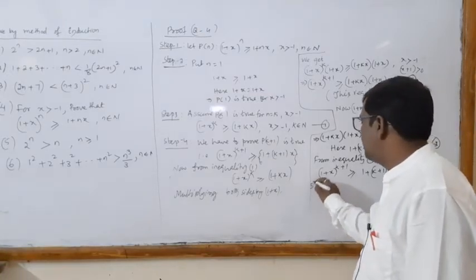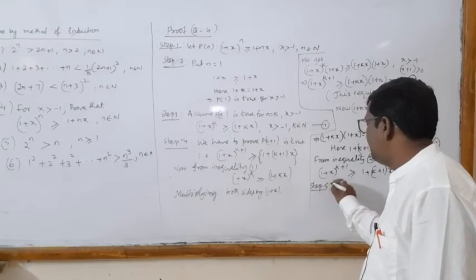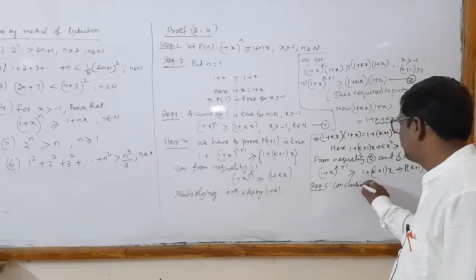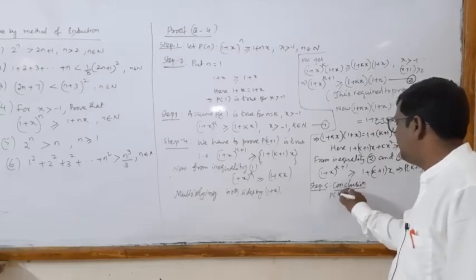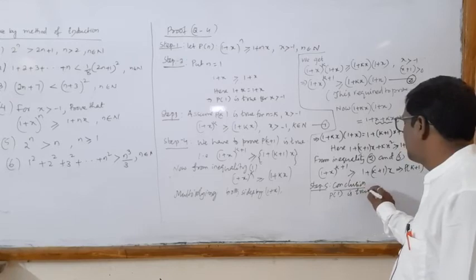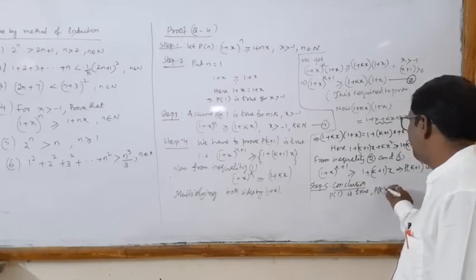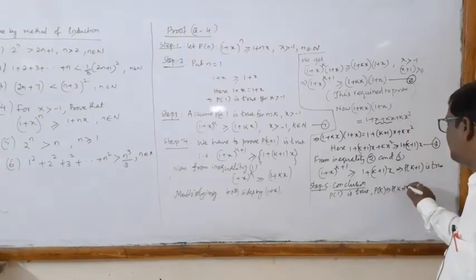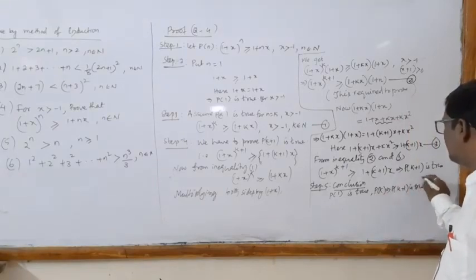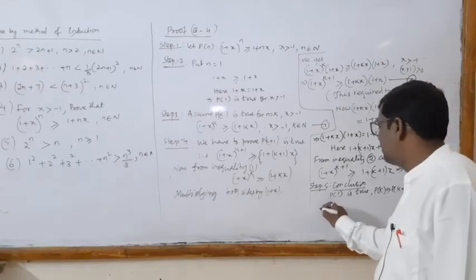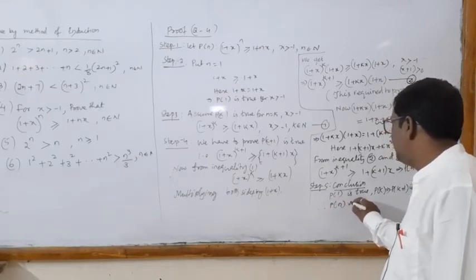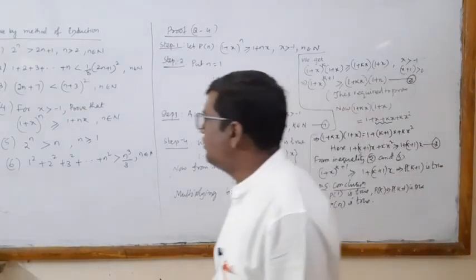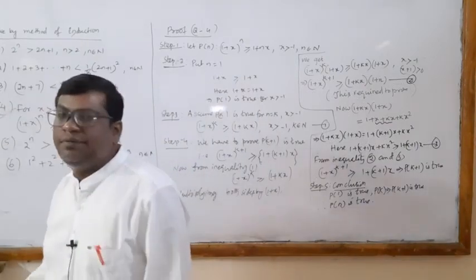Now conclusion, step 5. Conclusion. P of 1 is true, P of k implies P of k plus 1 is true. Therefore, P of n is true. This is the solution and proof of question number 4. Now question number 5.